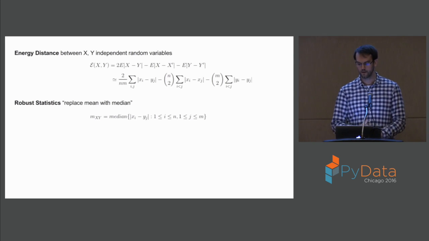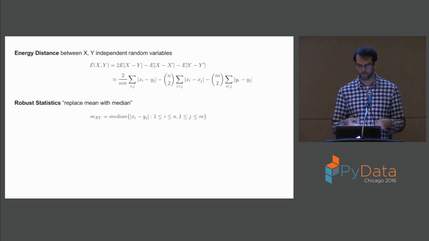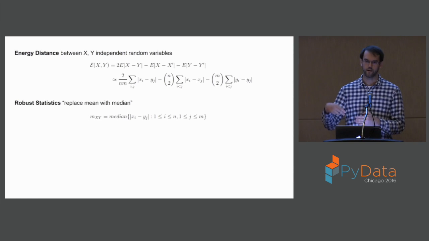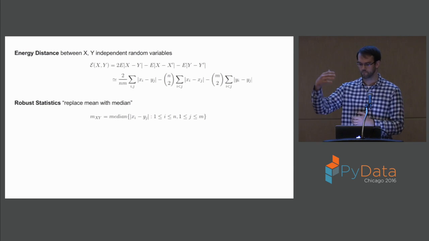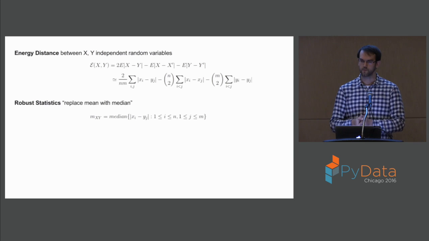The mean is a non-robust statistic. If you have a collection of numbers and you take the mean, and then you add on another number that's a lot bigger than any of the others, the mean will change significantly. But the median, however, typically does not.